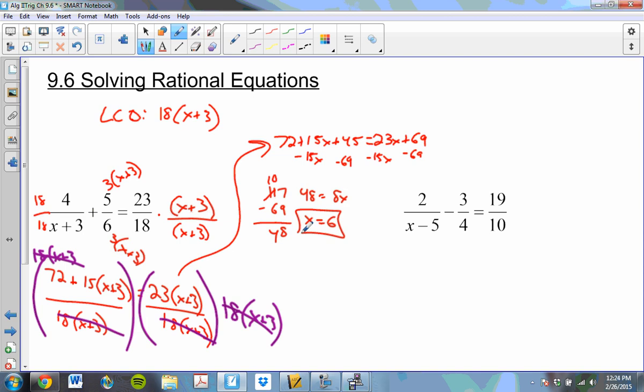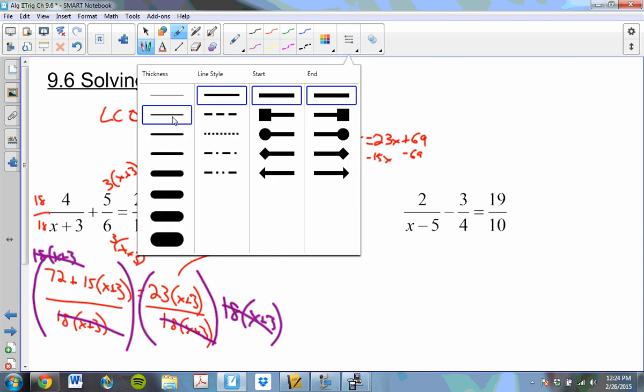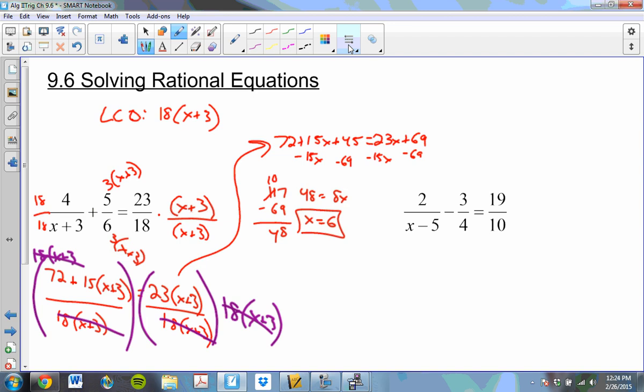Now technically that's the long way for me to do this problem. I showed you the long way because it's going to matter more when these problems get more complicated. This is a fairly simple version. If you wanted to think about another way of handling this, I'll do this problem over here. I could just add 3/4 to both sides. So when I add 3/4, I have 2 over x minus 5. Over here I need a common denominator of 20, so I would make 19/10 really 38/20 plus 15/20 because 3/4 is 15/20. So now I have 53 over 20.